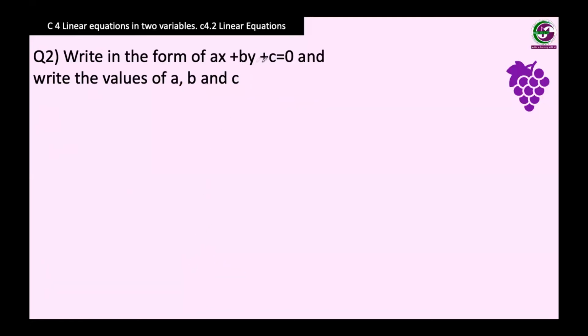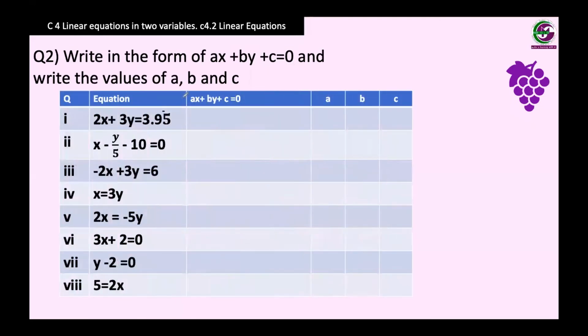Write in the form of ax plus by plus c, and we have to find the values of a, b, and c in each of the following questions. The equation here is 2x plus 3y is equal to 3.95 bar. 5 bar means the number 5 is repeated. Anyway, we will copy the same thing, but we have to write it in the form of ax plus by plus c. So ax is in the given form. We don't have to change anything. But plus 3.95 bar changes to minus 3.95 bar equal to 0. So this is in the form of ax plus by plus c. Even though we say plus c, it is plus minus.